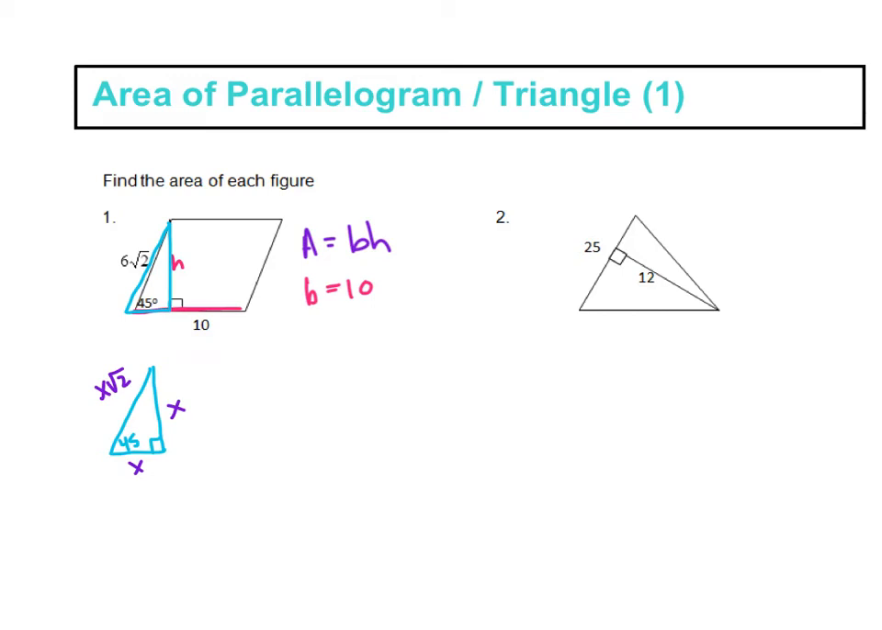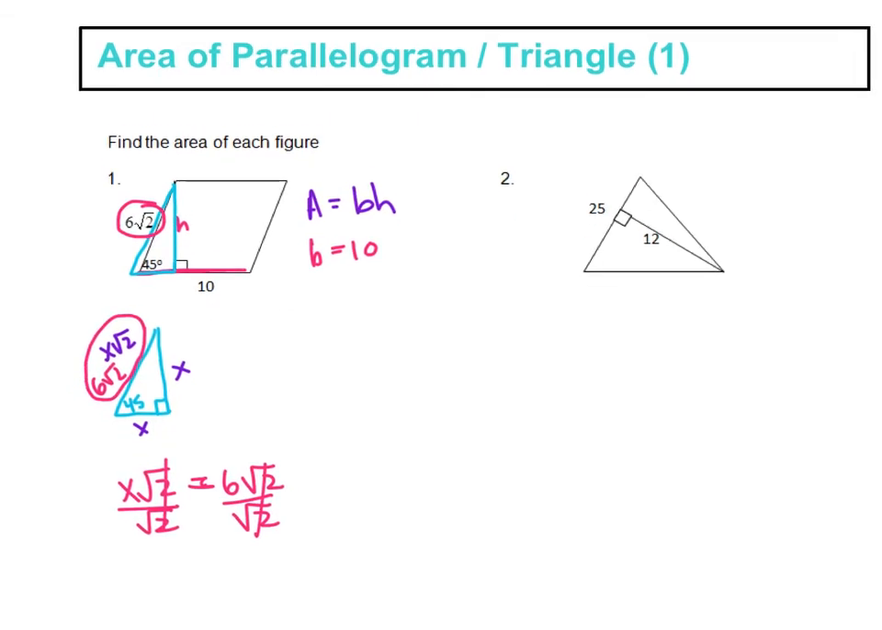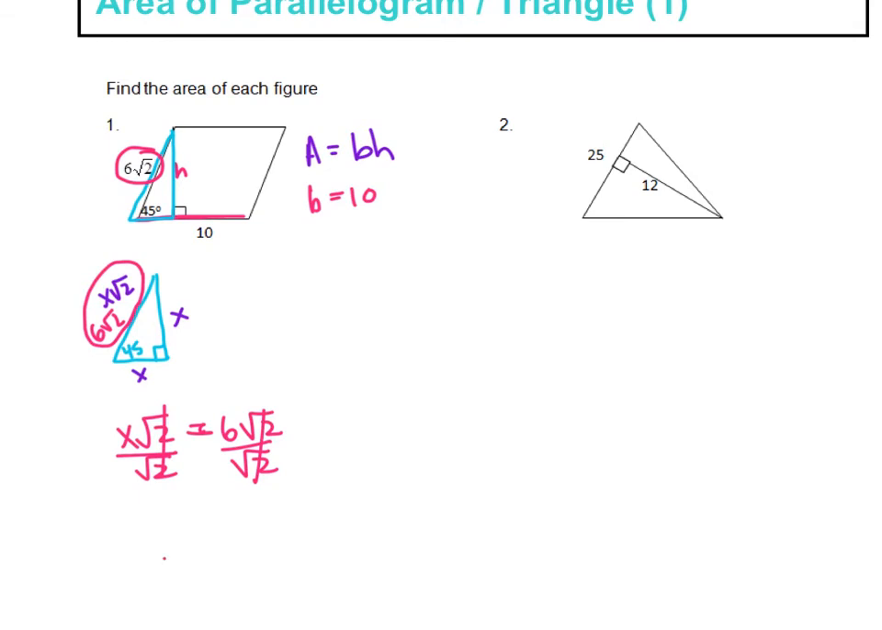They also told us in the picture that the hypotenuse is 6 root 2. So that means that these two are equal to each other. That's where we're going to put that equal sign and solve. So we're going to say x root 2 equals 6 root 2. You can solve for x by dividing both sides by the square root of 2. Cancels here, cancels here. And hopefully we can see that we are left with x equal to 6.